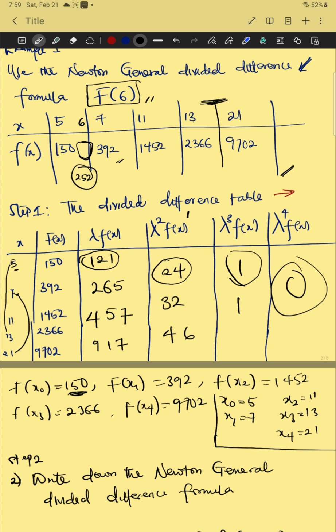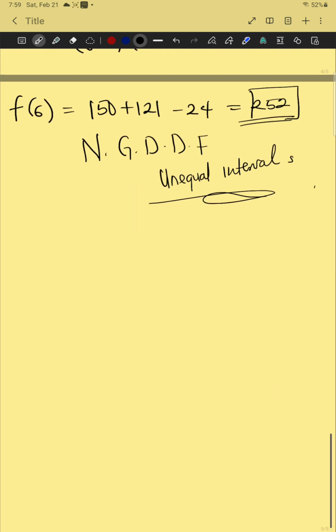So we are done with Newton unequal interval for divided differences. On our next chapter, we will be looking at the Lagrange interpolation. Meanwhile, you have a duty. I dare you to solve this problem.